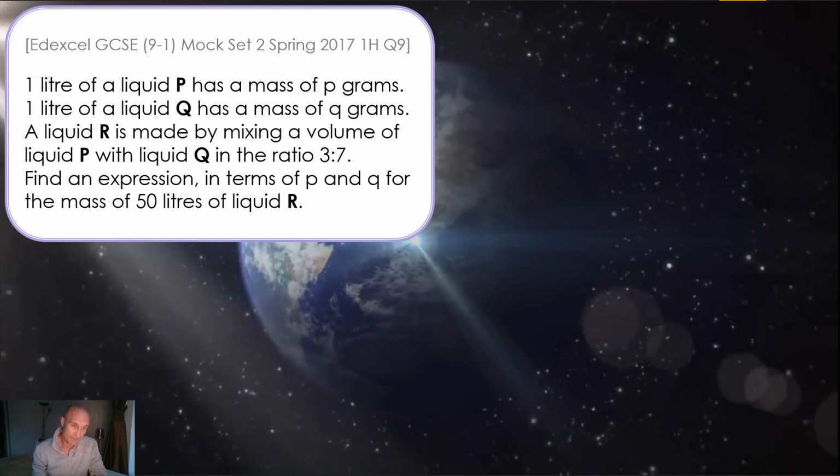The next task is taken from the Edexcel GCSE mock set 2 from the spring 2017 session, question 9 from paper 1H. 1 liter of a liquid P has a mass of P grams. 1 liter of liquid Q has a mass of Q grams. A liquid R is made by mixing a volume of liquid P with liquid Q in the ratio 3:7. Find an expression in terms of P and Q for the mass of 50 liters of liquid R.